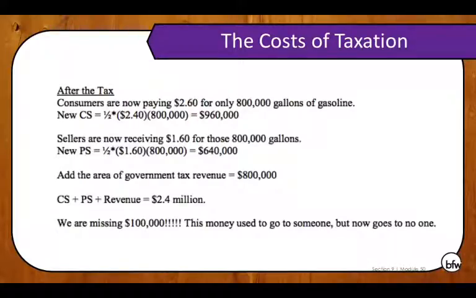So this is what happens after the tax is imposed. We get deadweight loss equal to $100,000. And that is a number that you should be able to calculate or shade the area of deadweight loss on that graph.